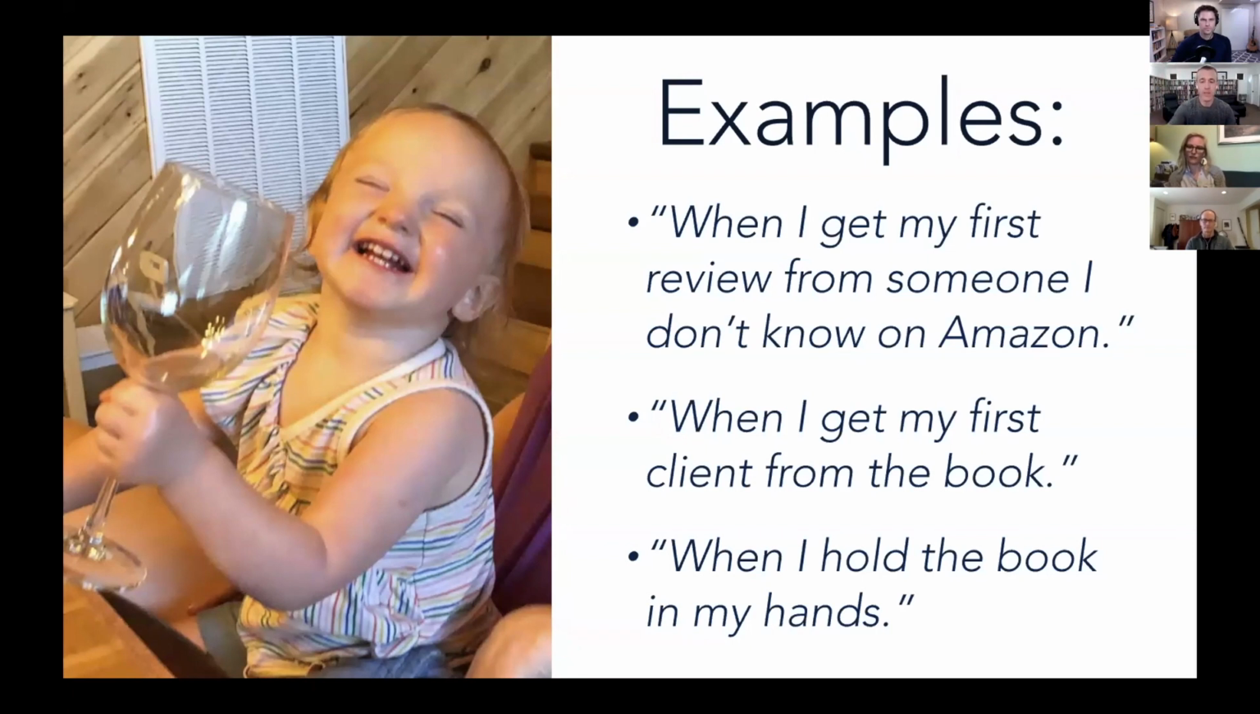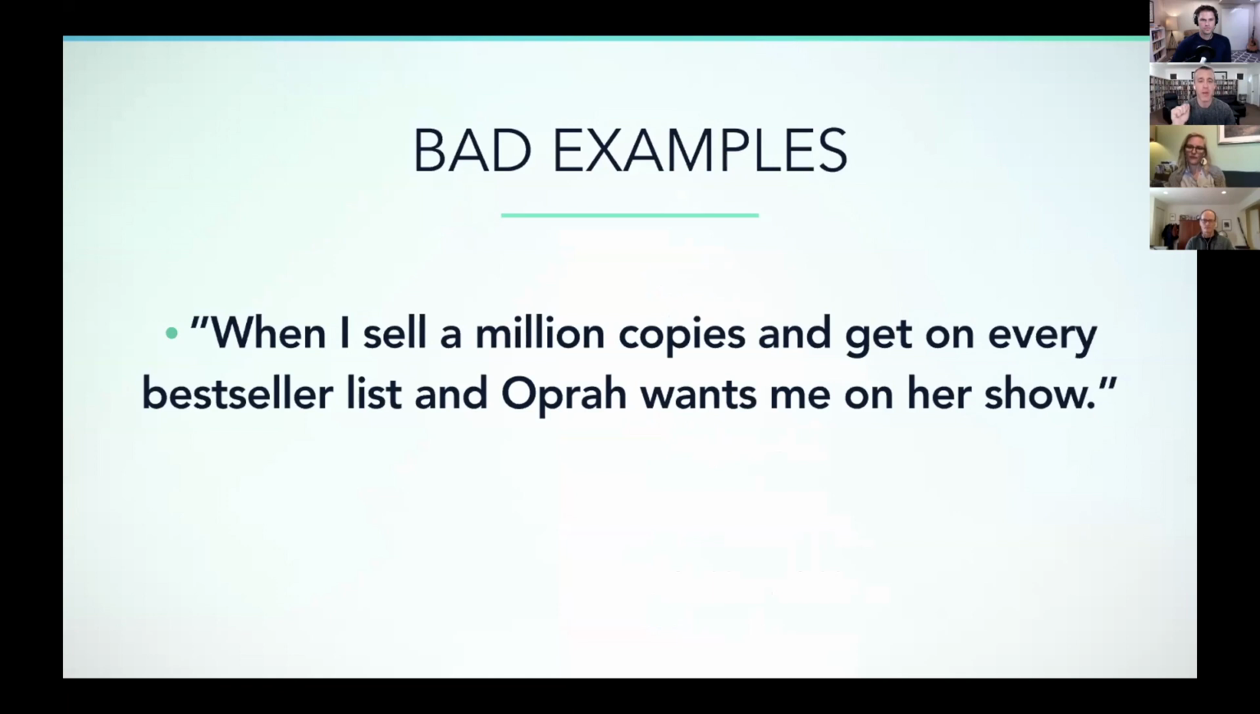Now, let's give you examples of ones that are not champagne moments. When I sell 1 million copies again on every bestseller list and Oprah wants me on her show. First off, that's 3 things. And then imagine this: someone sells 100,000 copies and gets on one bestseller list and only goes on the local news, and it was not a celebration. That makes no sense at all. This is preposterous even for a huge celebrity, much less a regular person, right?